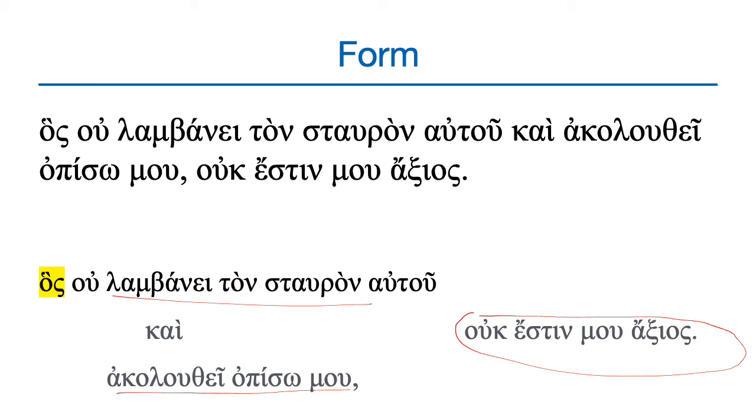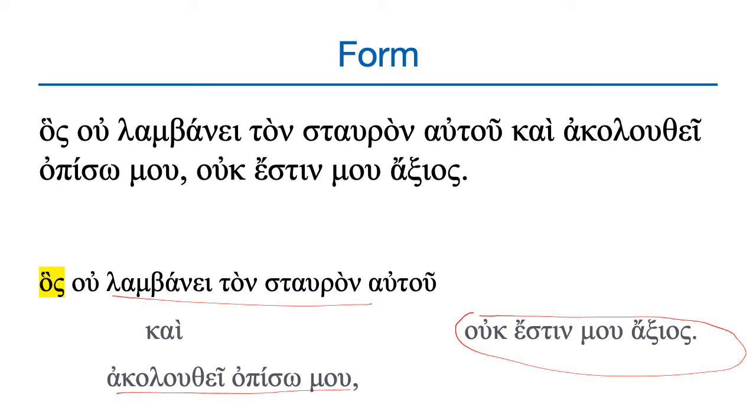Here you have a sentence. Hos ou lambanei ton stauron autou kai akolouthei opiso mou, ouk estin mou axios. That sentence is: hos, whoever, ou lambanei, does not take up ton stauron, the cross, autou, his cross, kai akolouthei, and follow, opiso mou, after me, ouk estin, is not, mou axios, worthy of me.